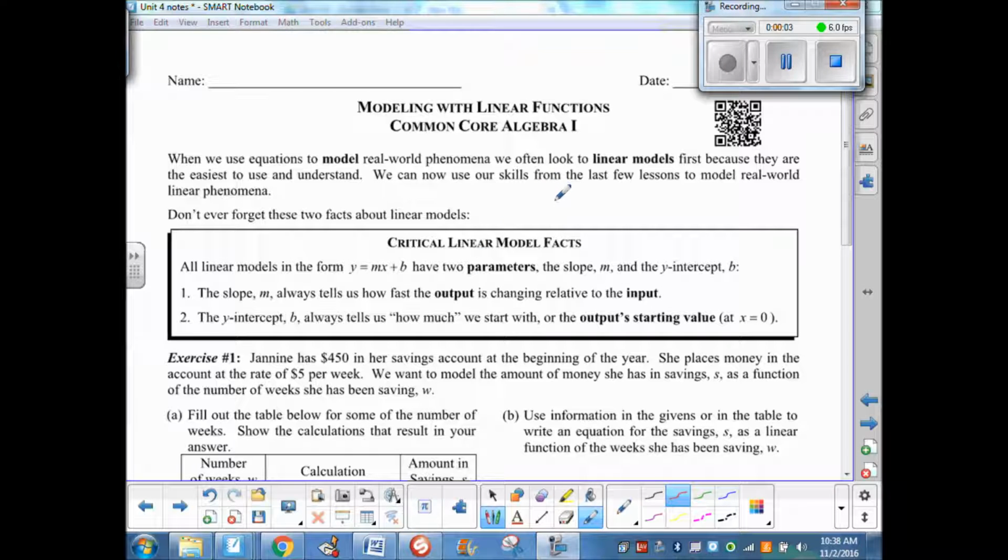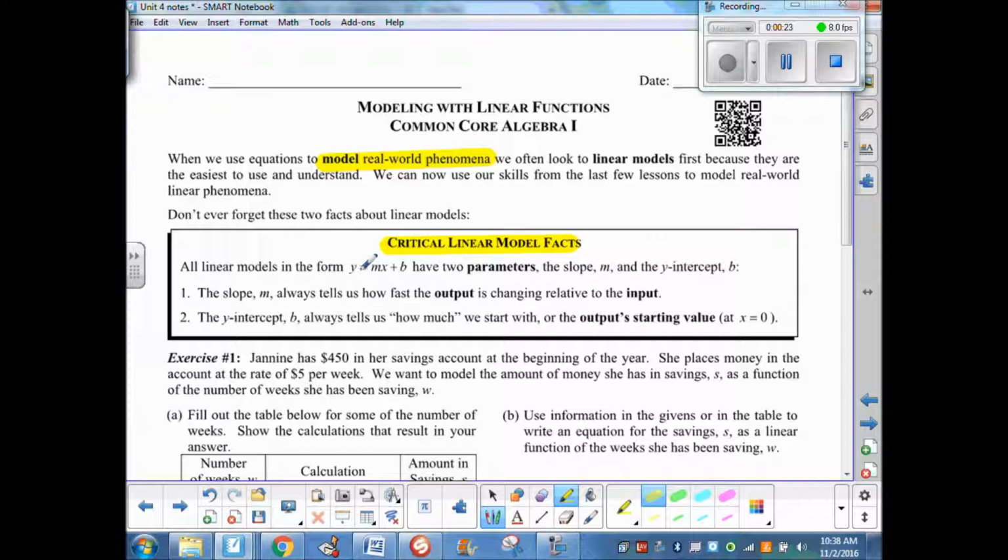Lesson 6, modeling with linear functions. So we definitely use linear functions quite a bit to model real-world problems. These are definitely going to be more interesting, I think, because they have application. So let's keep our brain straight about the facts for our linear models.